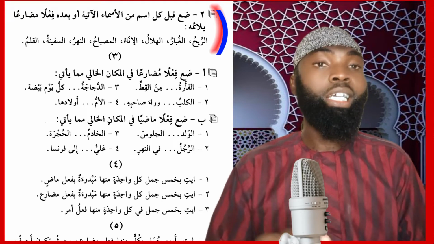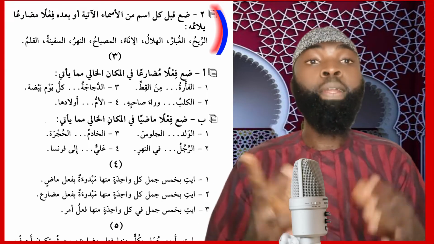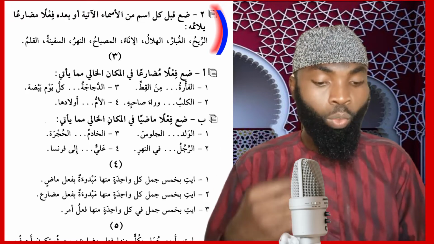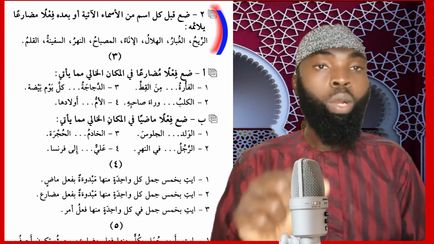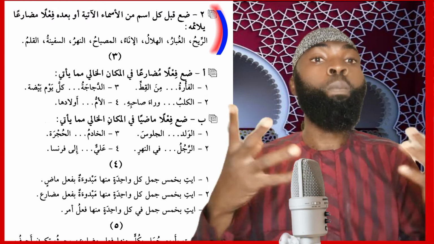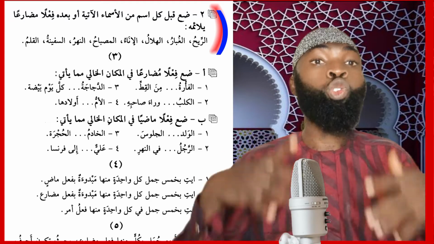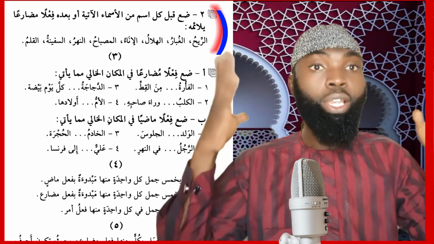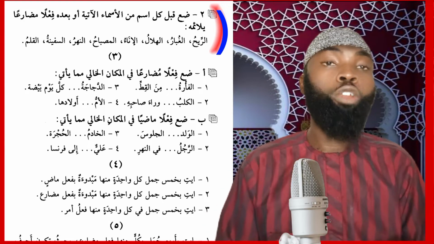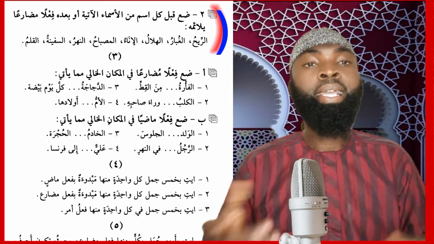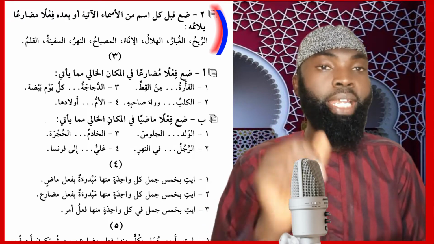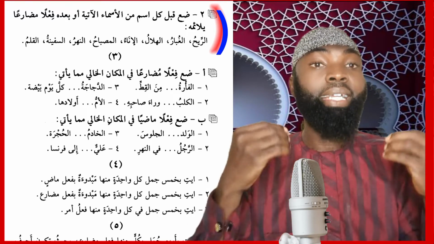We can say tashtaddu rihu. The breeze is becoming intense. We also have al-gubaru. Al-gubaru means dust. We can say yathuru al-gubaru. The dust is swelling, meaning the dust is moving upward. We also have al-hilalu. Al-hilalu means the crescent. I can say al-hilalu yuniru. Al-hilalu yuniru. The crescent is shining.